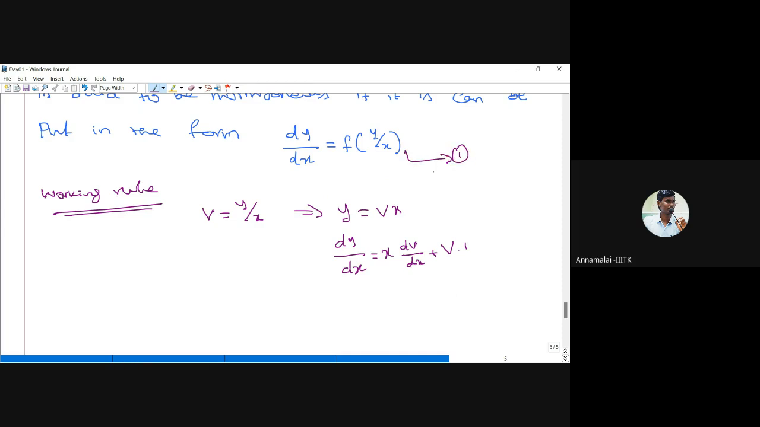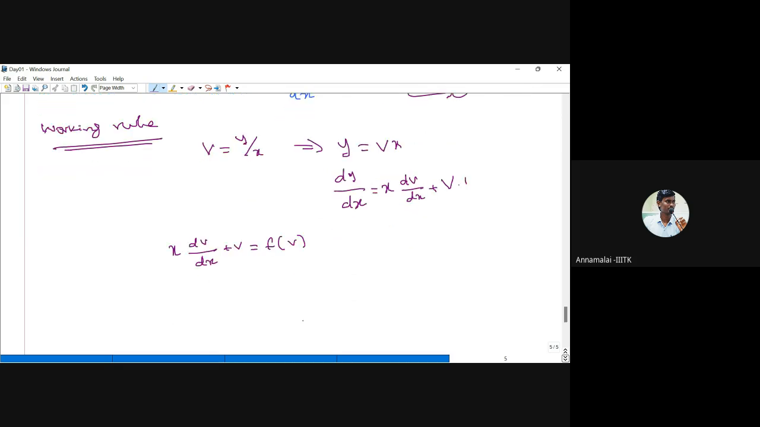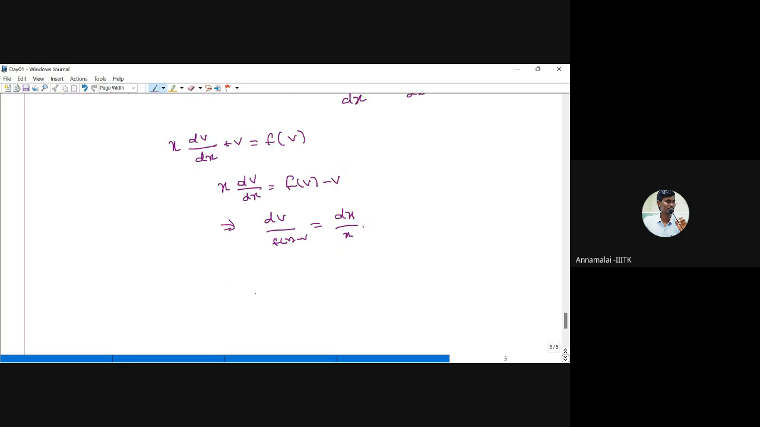Now equation 1 becomes, replacing dy by dx, x into dv by dx plus v equal to f of v, because we called y by x as v. Now we can split. We can take this v to that side. We get x into dv by dx equal to f of v minus v. Now we can divide and apply separation of variables. We get dv by f of v minus v equal to dx by x. Just cross multiply and you will get this one. So now integrate both sides, you will get a solution.